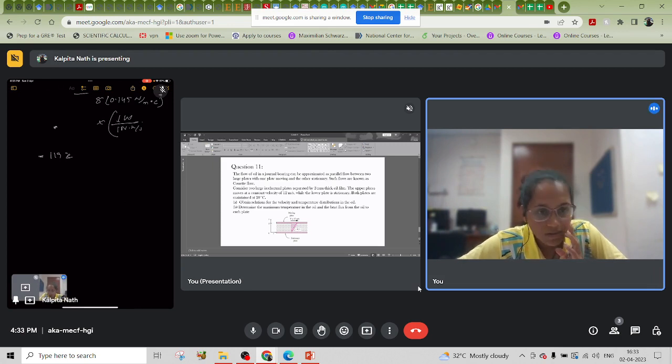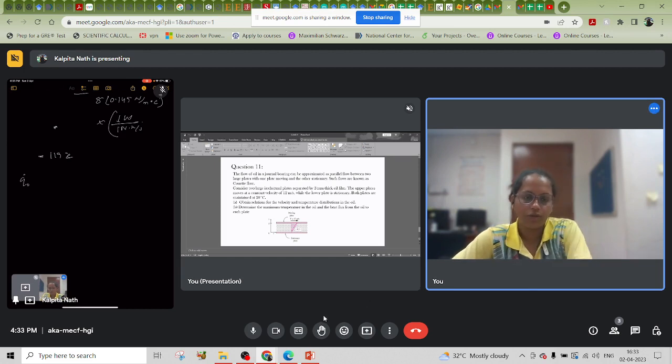Now from this you can find out the heat flux. For finding the heat flux, I'll give you 2 minutes to solve it, and then we'll go through the solution for the heat flux.